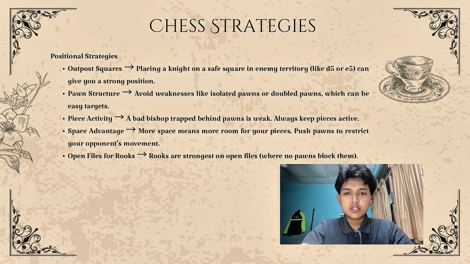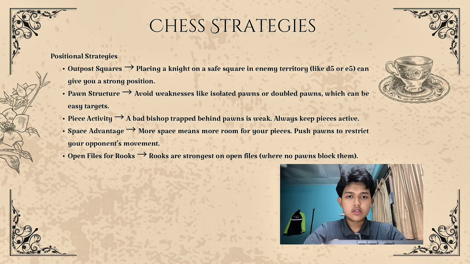Positional strategies. Outpost square. Placing a knight on a safe square in enemy territory like D5 or E5 can give you a strong position. Pawn structure. Avoid weaknesses like isolated pawns or doubled pawns, which can be easily targeted. Piece activity. A bad bishop trapped behind pawns is weak. Always keep your pieces active.